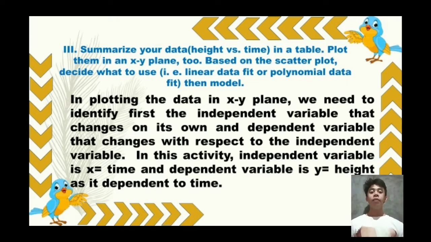Summarize your data, height versus time, in a table. Plot them in an XY plane too. Based on the scatter plot, decide what to use, linear data fit or polynomial data fit. Then model. In plotting the data in the XY plane, we need to identify first the independent variable that changes on its own and the dependent variable that changes with respect to the independent variable. In this activity, the independent variable is x, equal to time, and the dependent variable is y, equal to height, as it is dependent on time.